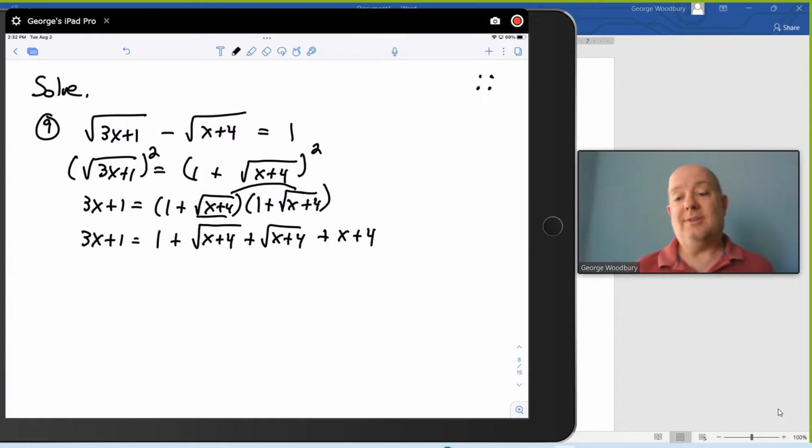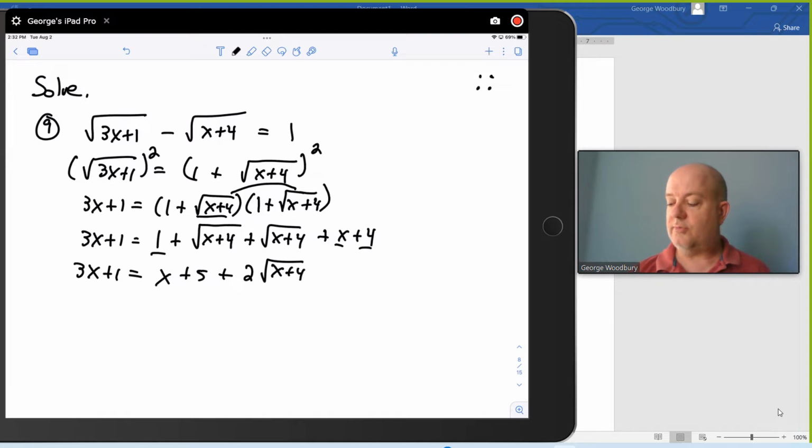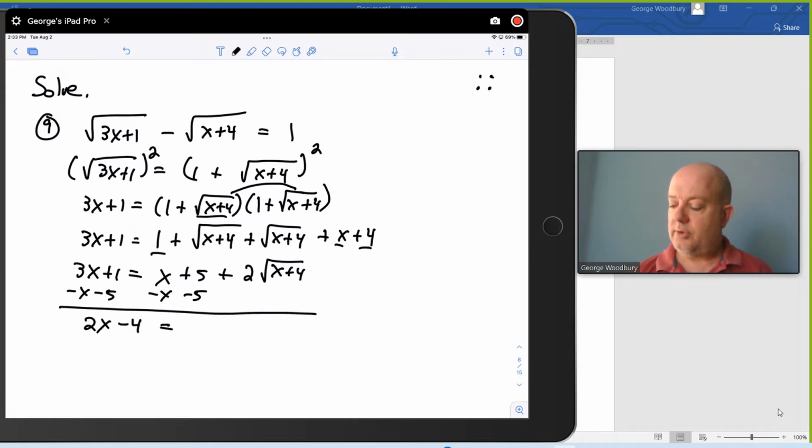Okay. So we can see we still are going to have radicals left. We'll handle that in just a moment. Little cleaning up to do on the right-hand side. 3x plus 1 equals, I'm going to bring the x out to the front. 4 plus 1 is 5. And then we have two of those square roots. So 2 square root of x plus 4. I want to collect all the terms on the left-hand side, leaving just the radical term on the right. So I'm going to subtract x and 5 from both sides. That leaves me with 2x minus 4 equals 2 square root of x plus 4.